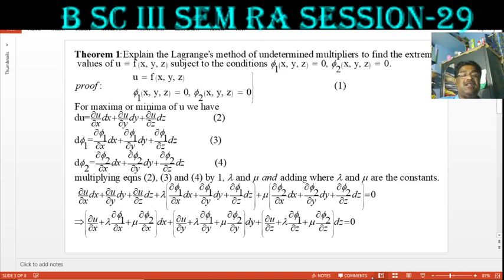Now multiplying these equations 2, 3 and 4 by 1, lambda and mu, and adding, where lambda and mu are constants. Now writing that: 1 into equation 2, lambda into equation 3, mu into equation 4. That implies you bring the dx terms one side, dy terms one side and dz terms one side.